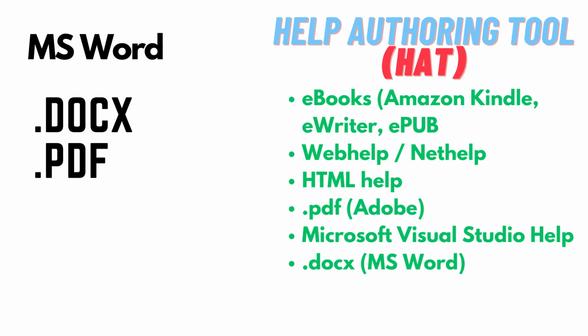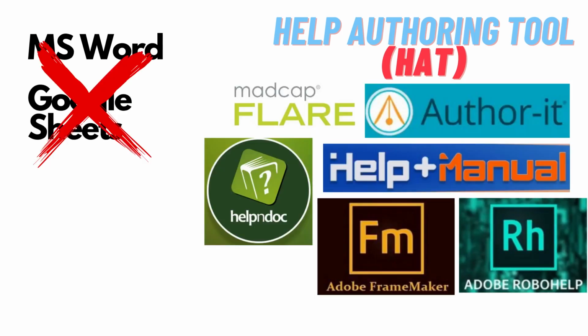With a HAT, you can generate ebooks for a variety of platforms including Amazon Kindle, WebHelp, also known as NetHelp, compiled HTML help, PDF, help for Microsoft Visual Studio, and even Microsoft Word files. Besides these, a HAT has other features which we'll look into in upcoming videos. Almost all companies that hire technical writers will be using a help authoring tool. Documentation, such as user manuals and online help, are not done using Microsoft Word or Google Docs.